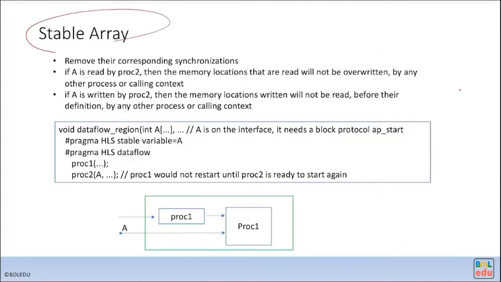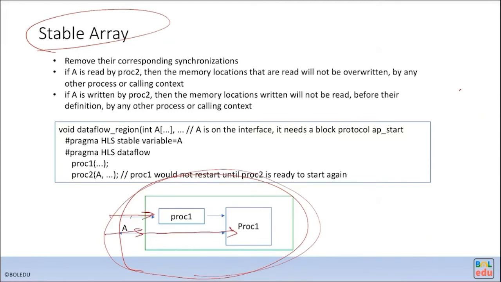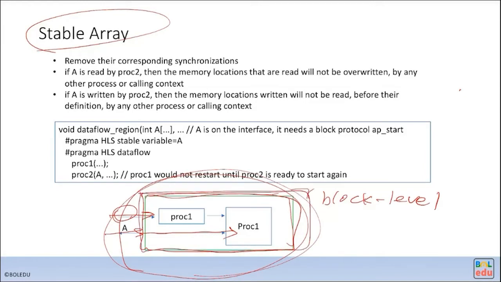Okay, the stable array. It often happens that you have two inputs, and the two inputs feed into different stages of the data flow. So for the input, normally you have a block level protocol. First you use a block level protocol to initiate and start executing this block. Later on, there will be a data phase.